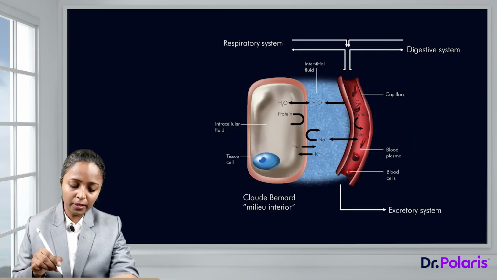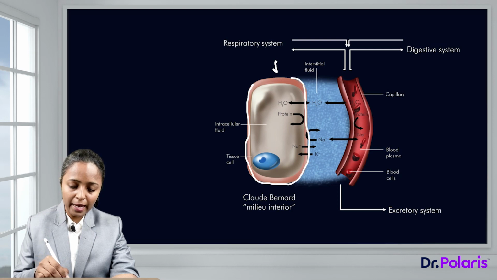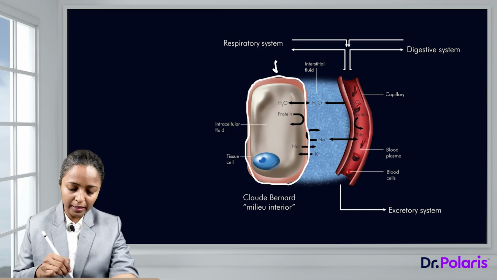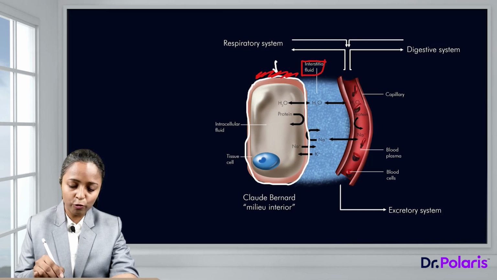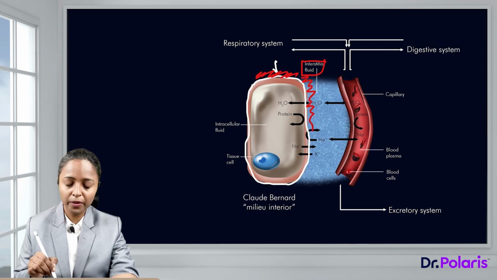So this diagram here shows a cell, right? So this is the boundary of the cell, okay? And each cell is actually surrounded by immediate environment, right? Which is basically the interstitial fluid. So it is surrounding the cell.